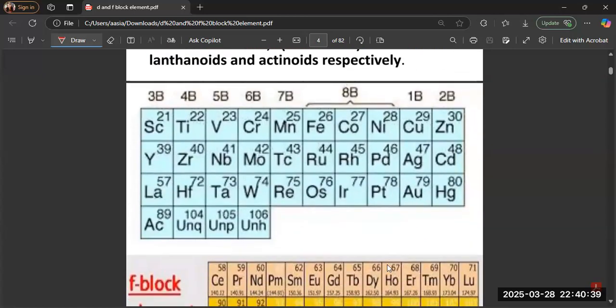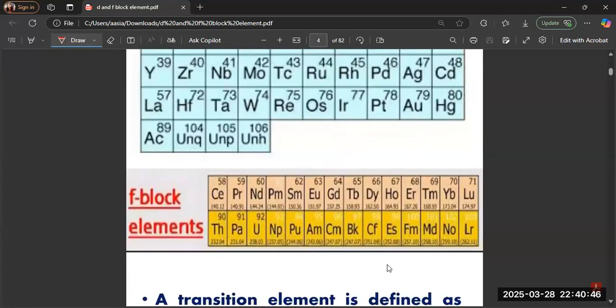See, these are the D block elements, and at the bottom, these are F block elements. This is from 58 to 71. It is from selenium to ruthenium. It is lanthanoids, and this yellow colored part shows the actinoid series.